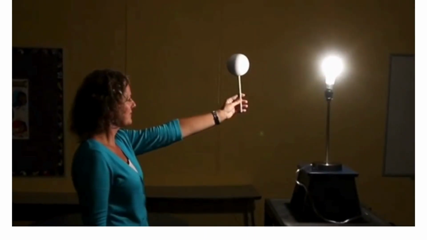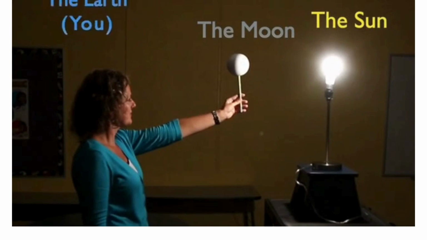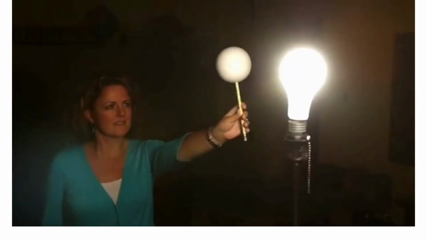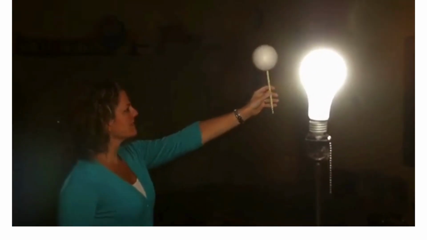What are your observations? How does the moon's appearance change as it revolves around the Earth? Notice that no matter where the moon is in its orbit, half of it is always lit up.